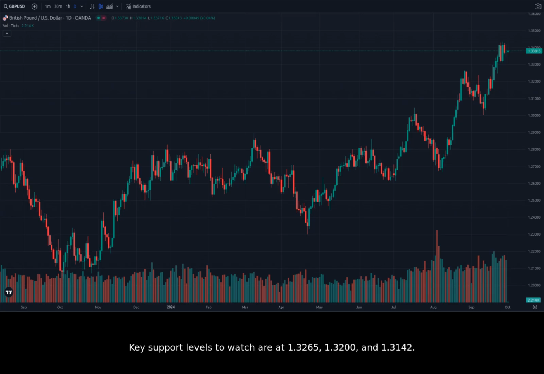1.3200, and 1.3142. If the pound sterling to US dollar breaks above 1.3414, it could target the 2019 high at 1.3515 and the 1.36 handle. If the pound sterling to US dollar breaks below 1.3265, it could target the August high day close at 1.3260.